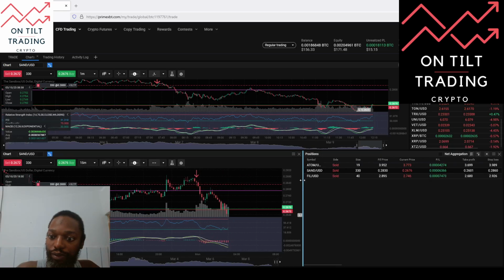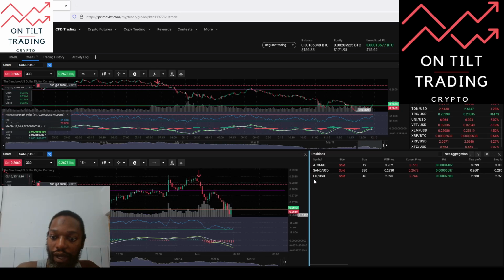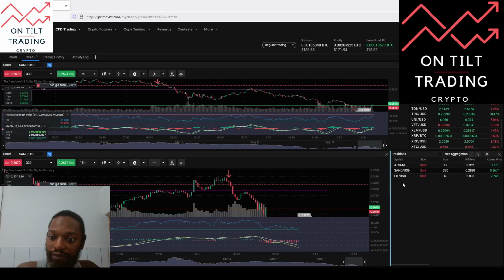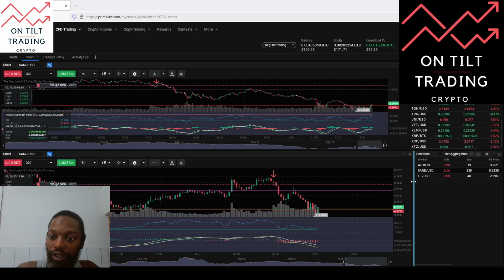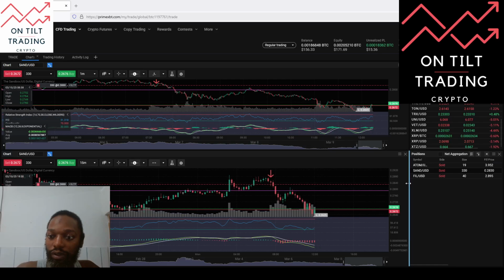So far they're doing pretty well. We have Cosmos so far at 4 to 1. The Sandbox approaching like a 6.5 to 1, and Filecoin is looking like a 7.5 to 1 currently. And if they hit their targets, we'll see what they are.